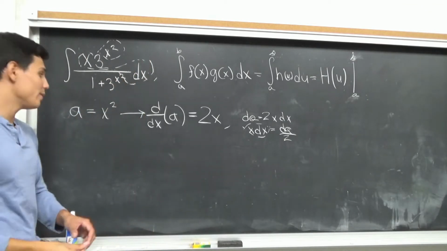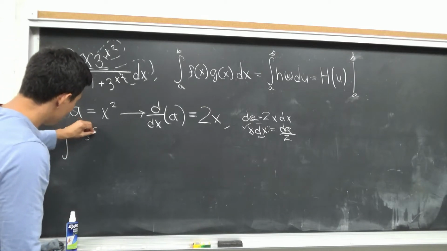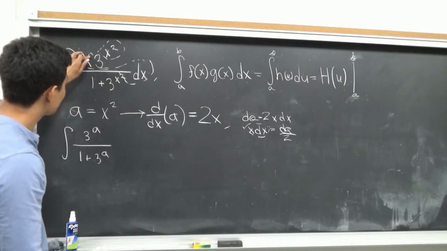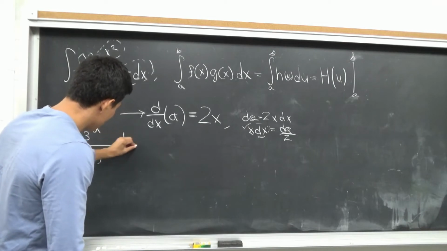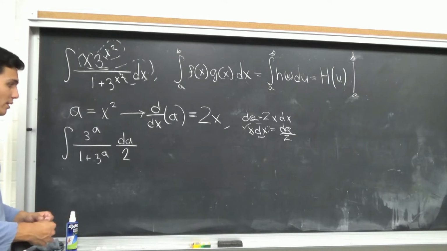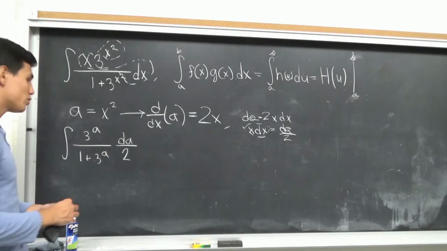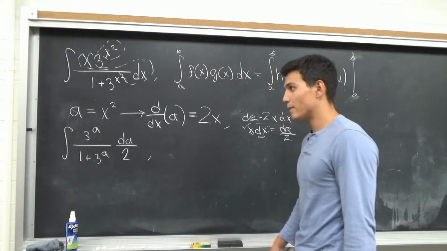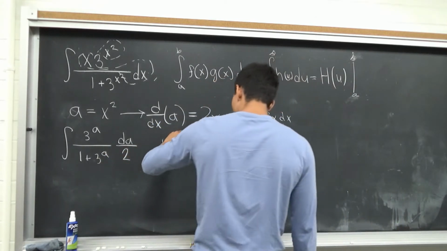Same thing. So now we can perform the substitution. We can rewrite this as 3 to the a over 1 plus 3a, and x times dx is the same thing as dA over 2. This is a lot easier of an integral to do, as you can all see. Now, you have to do another substitution. We'll pick a different variable, we'll call it b. Let b equal 1 plus 3a.